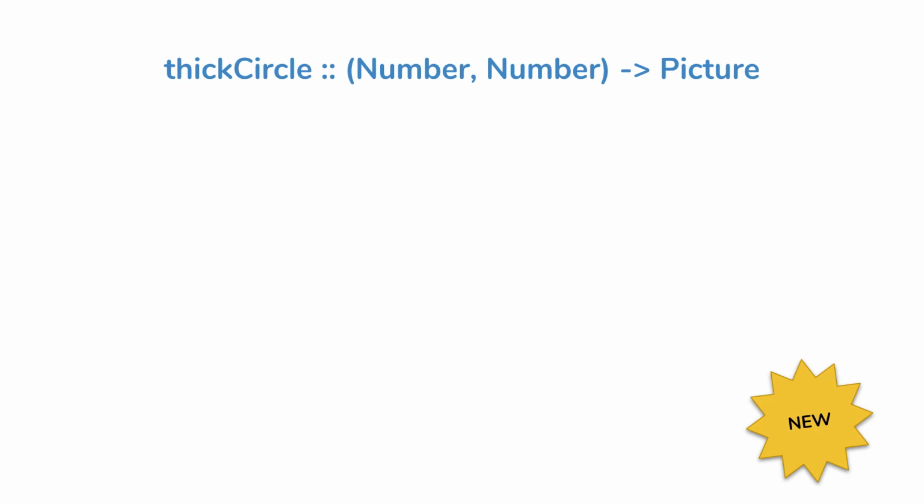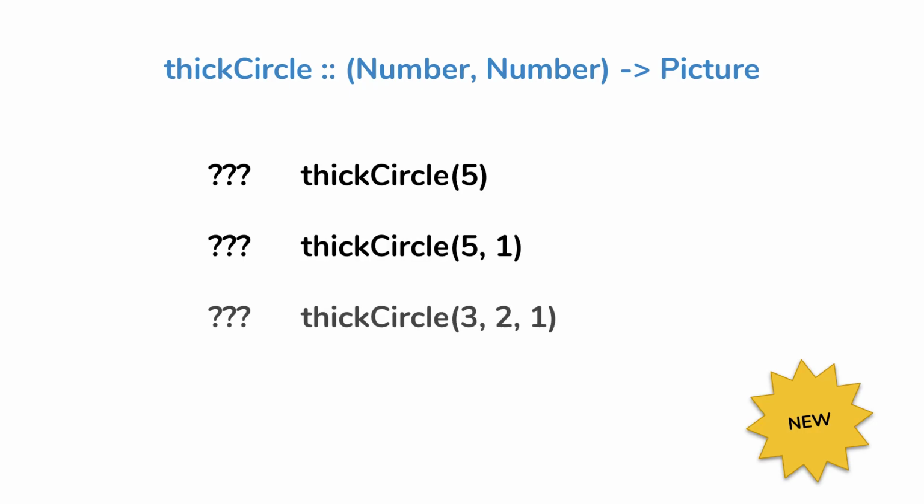Now let's look at a signature for a new function, one you haven't seen before, and this function will be called thick circle. Just like rectangle, it expects a pair of numbers and converts them into a picture. So let's consider a few attempts to use this function. Can you tell which of these 3 attempts to use the thick circle function is correct? I'll give you a second to think about it.